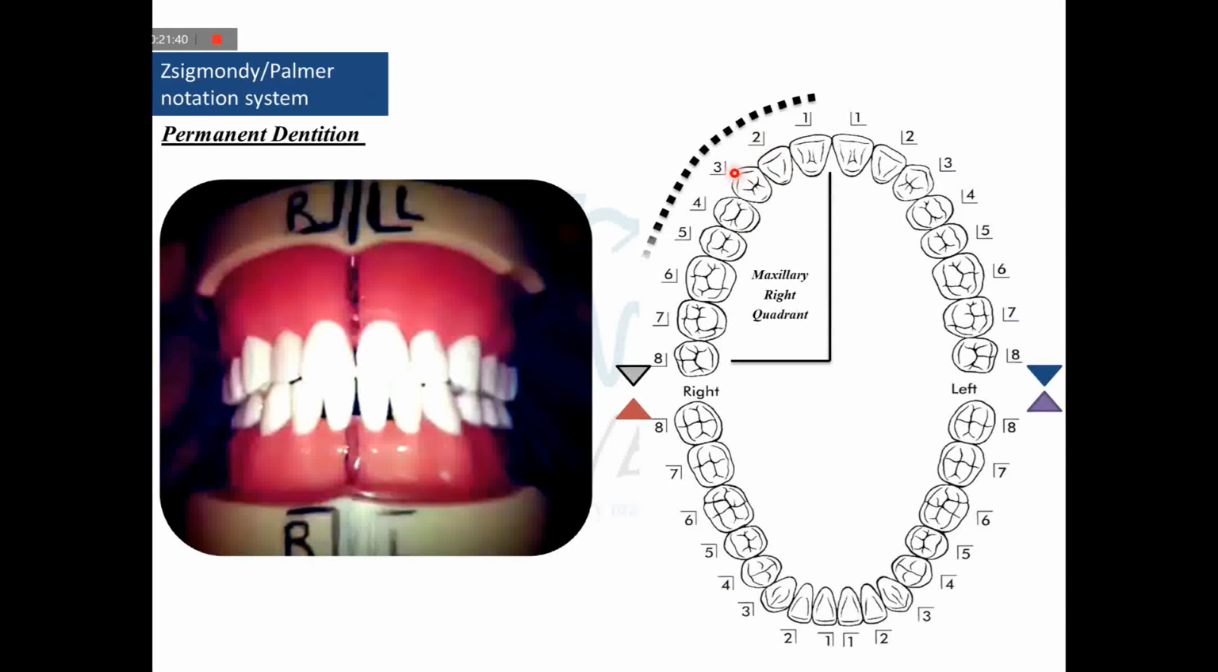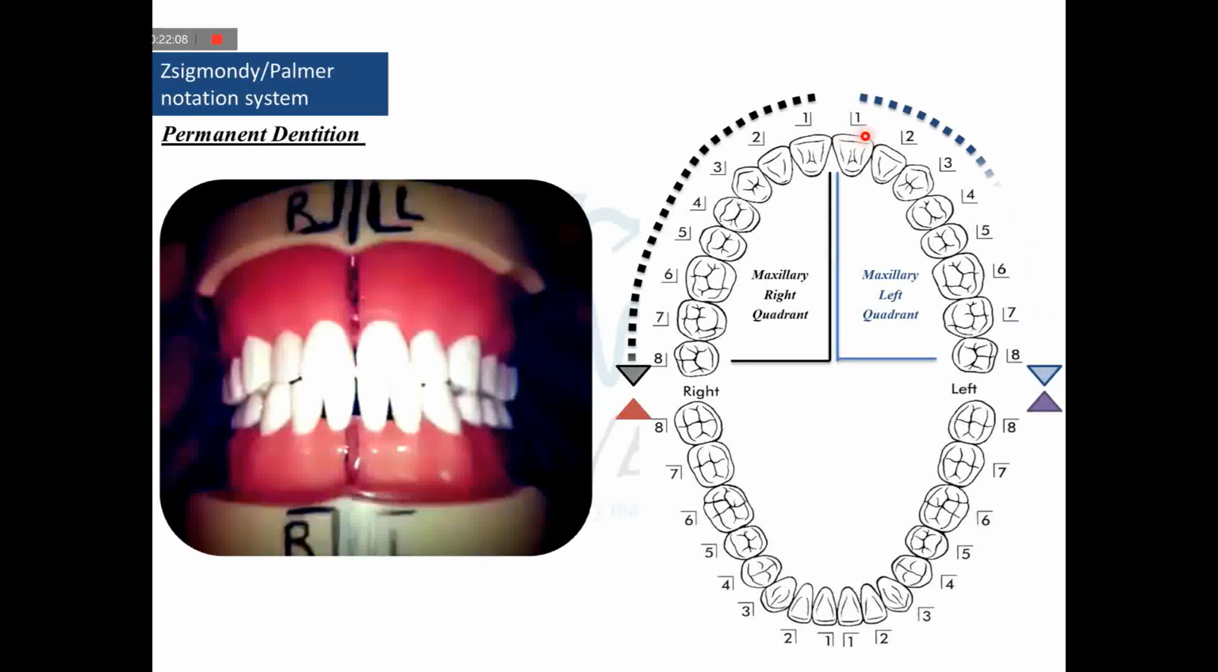So after drawing that symbol, the maxillary central incisor in that symbol is numbered as 1, the lateral as 2 in that symbol, the canine as 3 in that respective symbol, the first premolar as 4, the second premolar as 5, the first molar as 6, second molar as 7, and lastly the third molar in that respective symbol as 8 for the maxillary right quadrant.